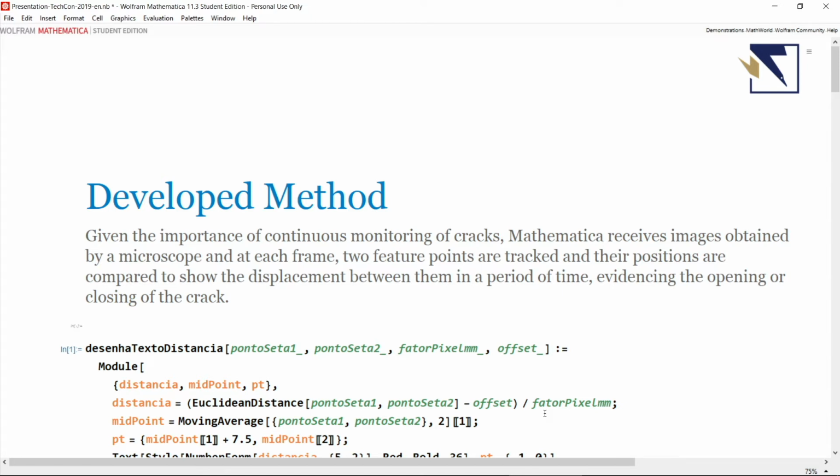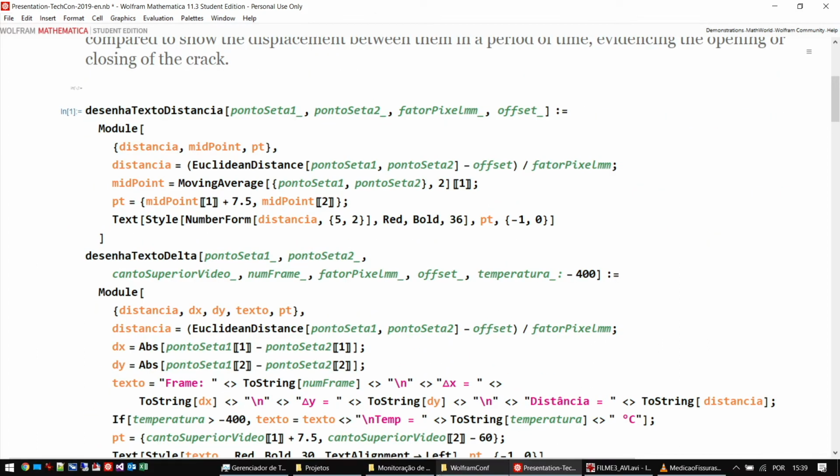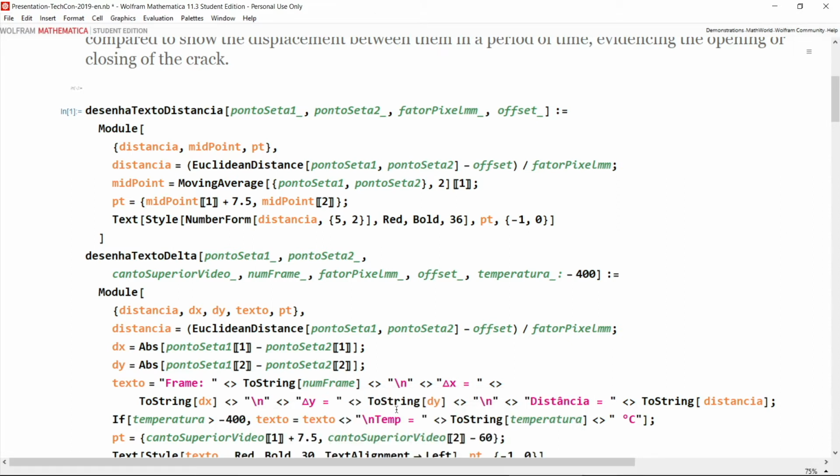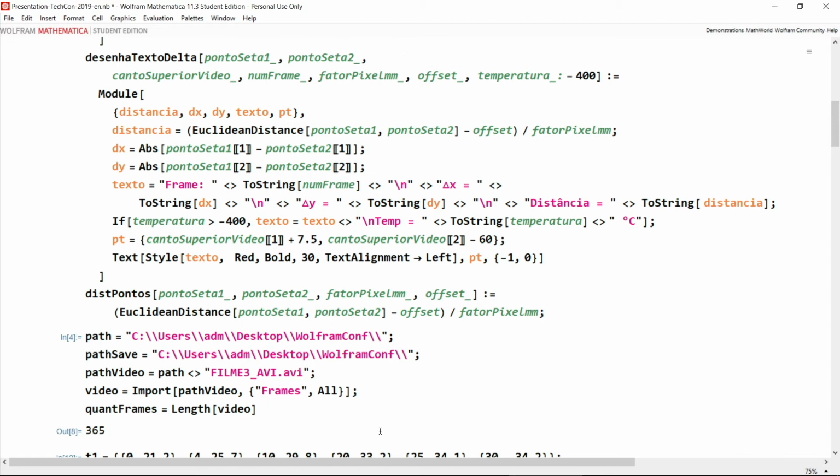So the method is quite simple, but the results are very important. So I'm going to show you how we did it. First, we have some functions to put the text on the pictures of the structures that we are going to monitor. And then we have some calculations. First, I'm going to show you the raw video.